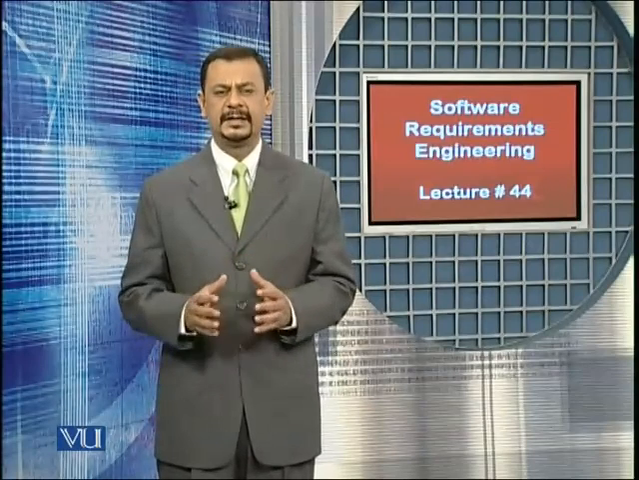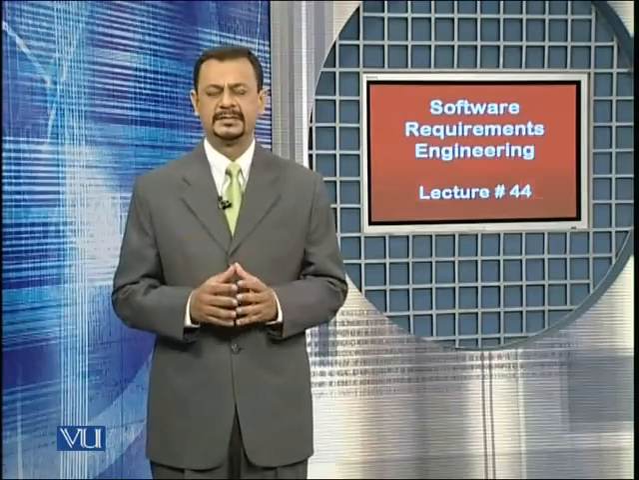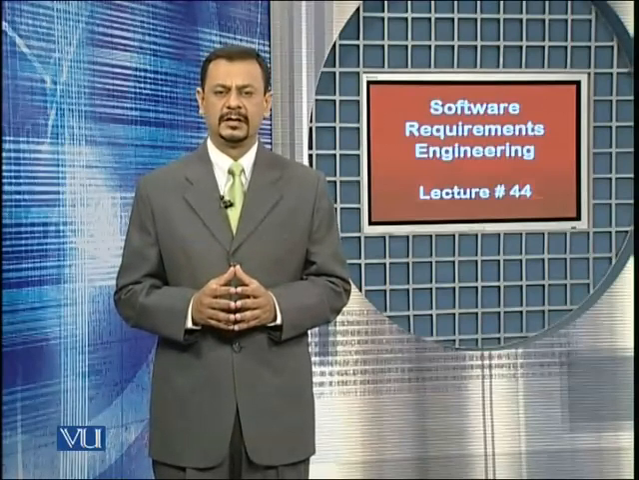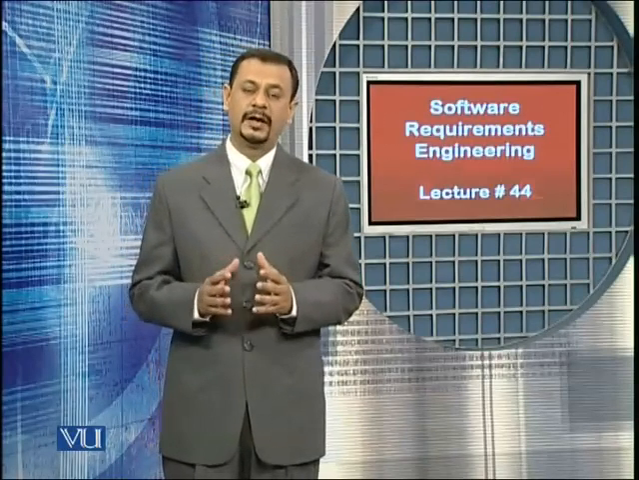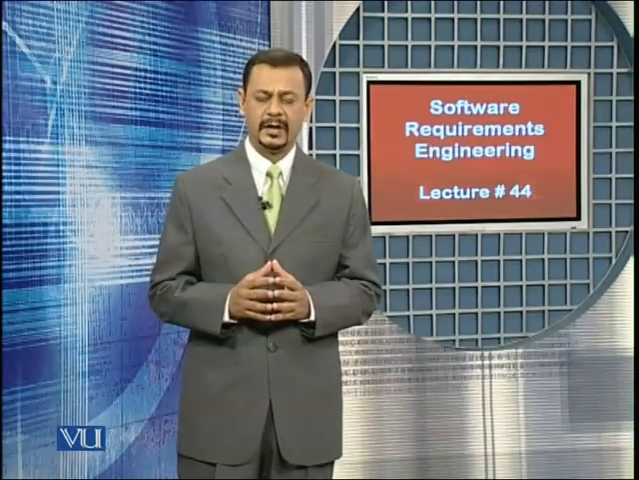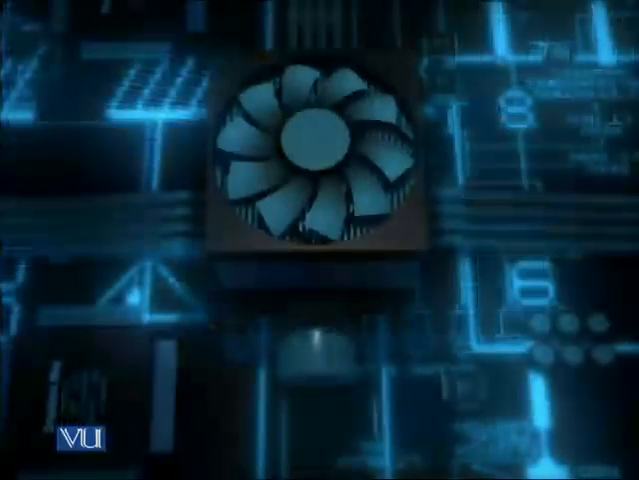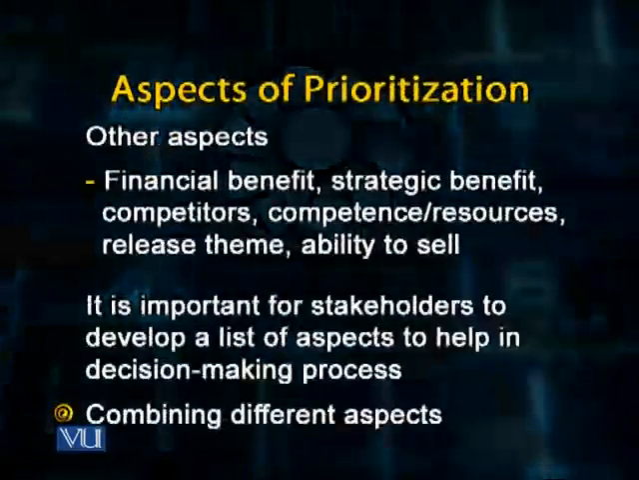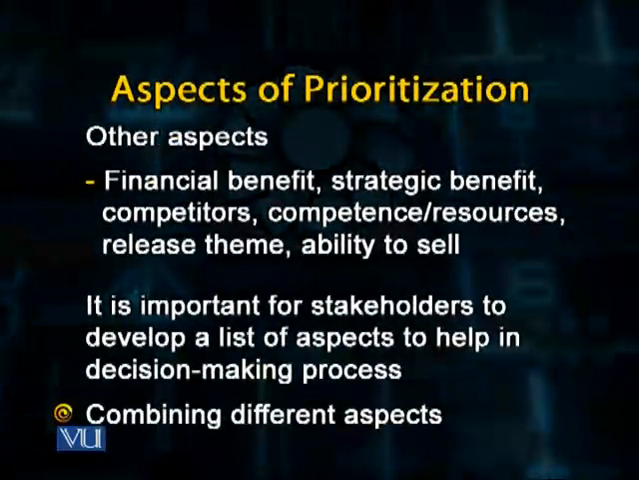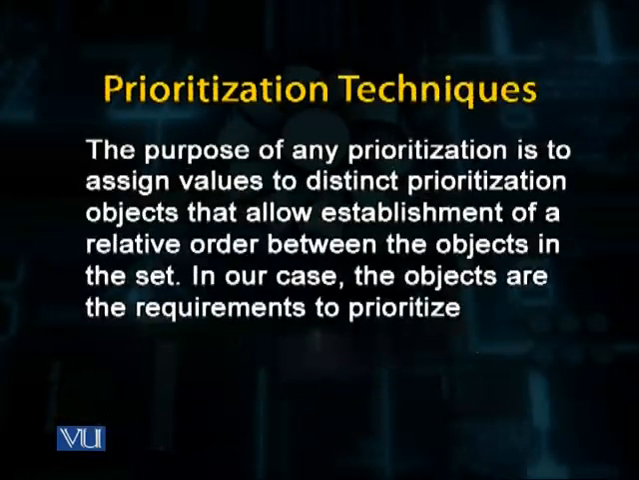We have already seen that one aspect certainly has an influence, positive or negative, on other aspects as well. And emphasis on one aspect may have negative influence on another aspect. So these aspects interrelate and they affect each other collectively. So let's now again focus our attention on prioritization techniques.